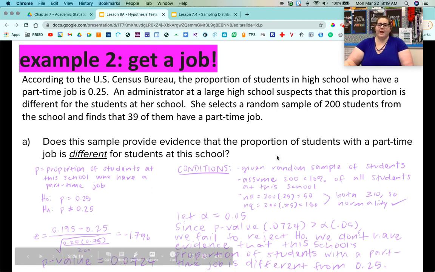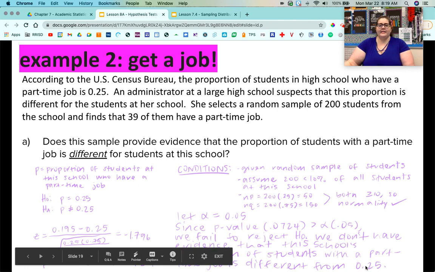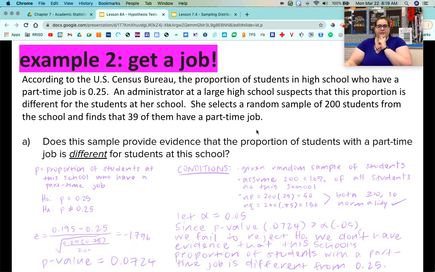We'll talk about this more next time and get an idea behind where this comes from. I'll give you some tricks, but that is our first couple of examples.